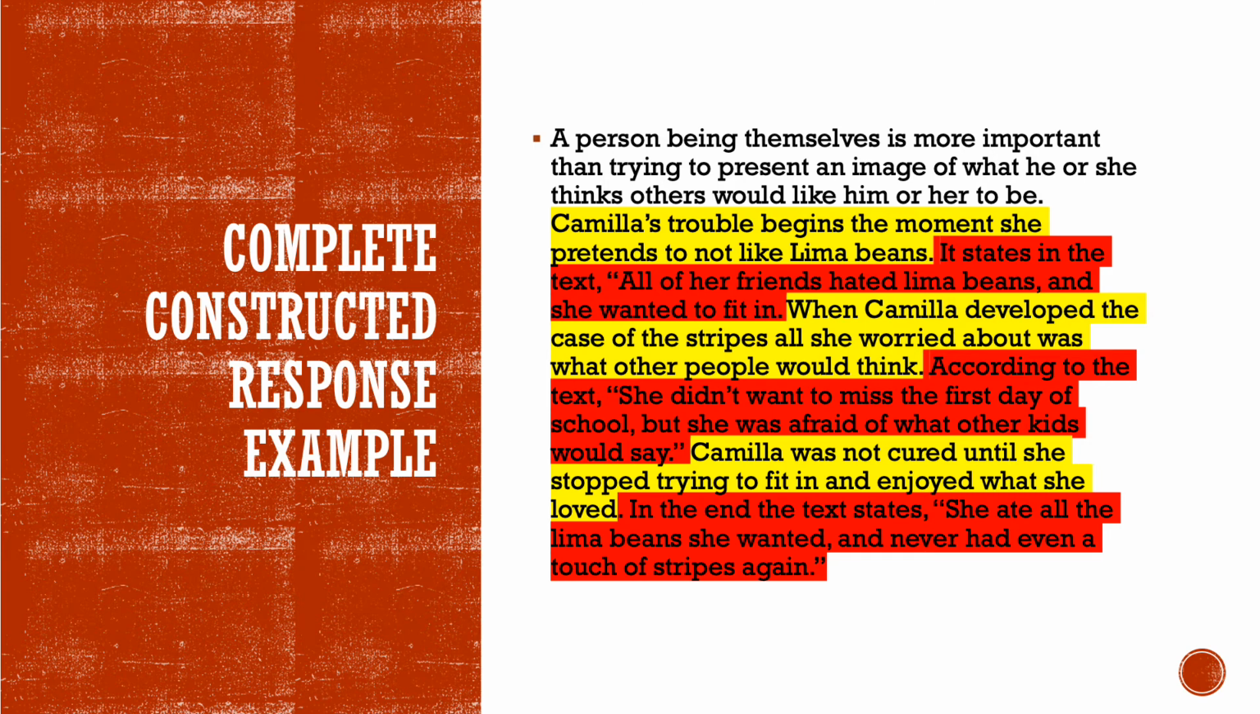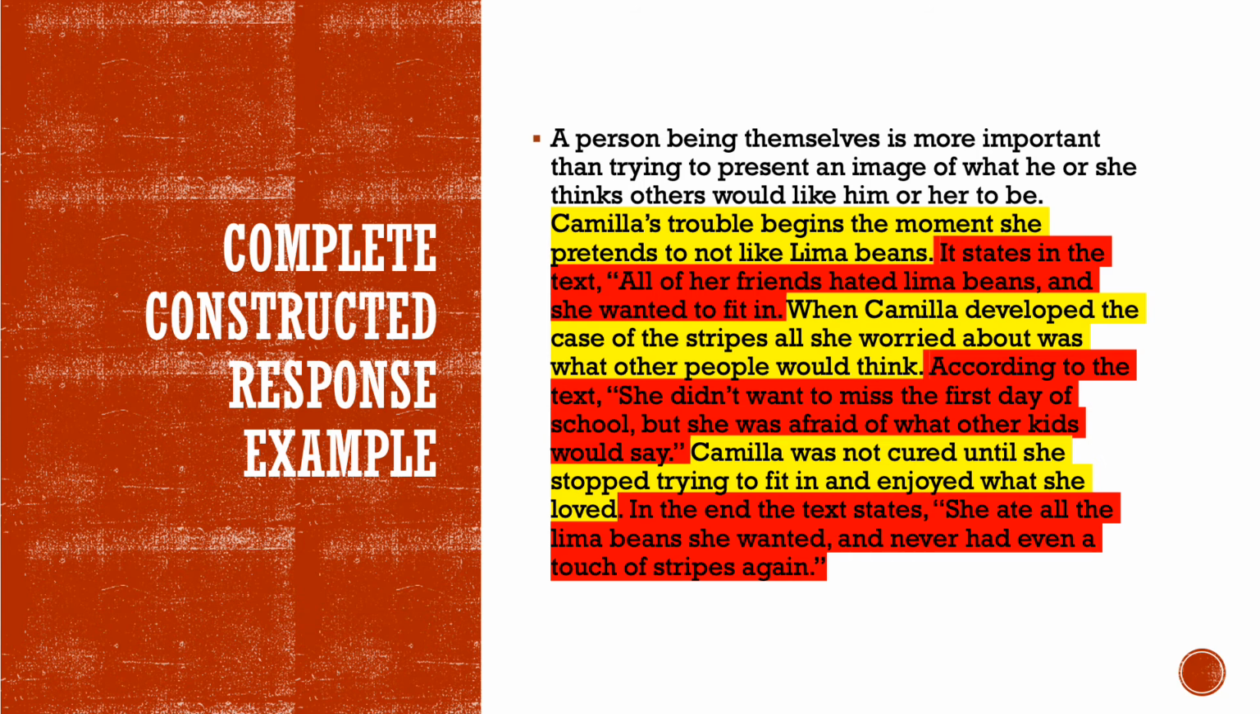When Camilla developed the case of the stripes, all she worried about was what other people would think. According to the text, she didn't want to miss the first day of school, but she was afraid of what others would say. Camilla was not cured until she stopped trying to fit in and enjoyed what she loved. In the end, the text states she ate all the lima beans she wanted and never had even a touch of stripes again. So these are the important things I want you to notice about this paragraph.